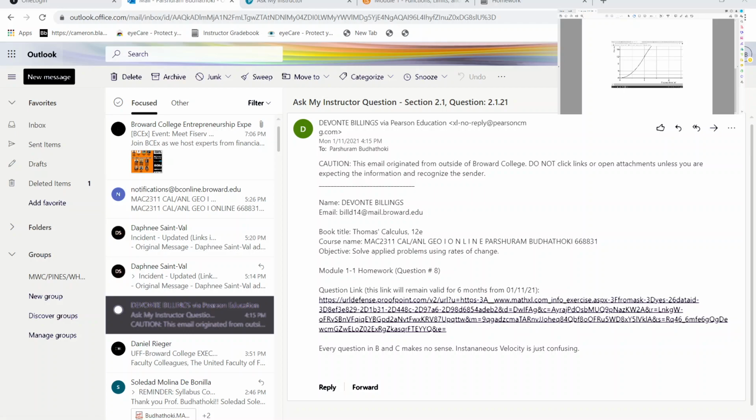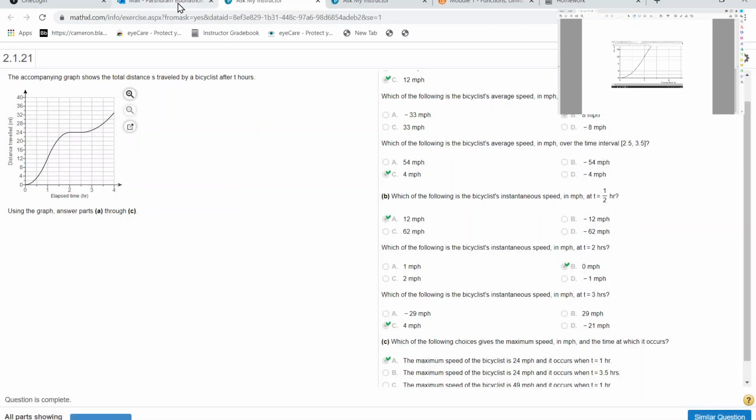Okay, so in this video I'm going to discuss problem number 8 from module 1.1 homework. As you mentioned, you are struggling to find out the instantaneous velocity.